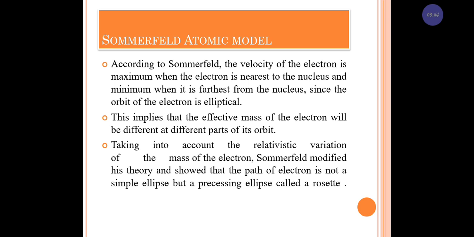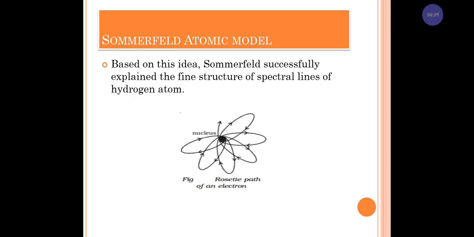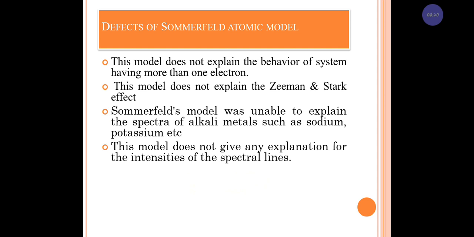This implies that the effective mass of the electron will be different at different parts of an orbit. Taking into account the relativistic variation of the mass of the electron, Sommerfeld modified his theory and showed that the path of the electron is not a simple ellipse but a precessing ellipse, known as a rosette. As shown in the figure, based on this idea, Sommerfeld successfully explained the fine structure of spectral lines of the hydrogen atom.